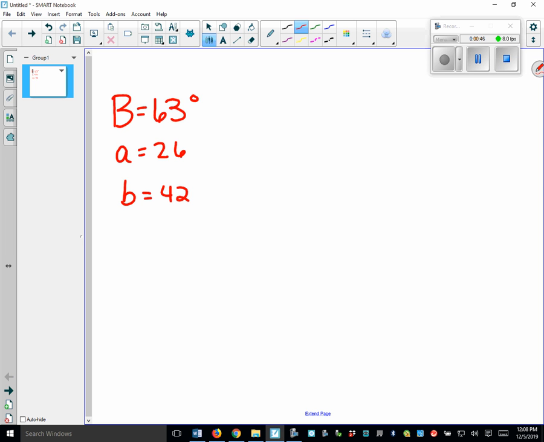Sine of 63 over 42 equals the sine of A over 26. Okay? So my advice is to show this, so if you make a mistake putting it in your calculator, it's just a few points and not the whole problem if you mess everything up. Okay?